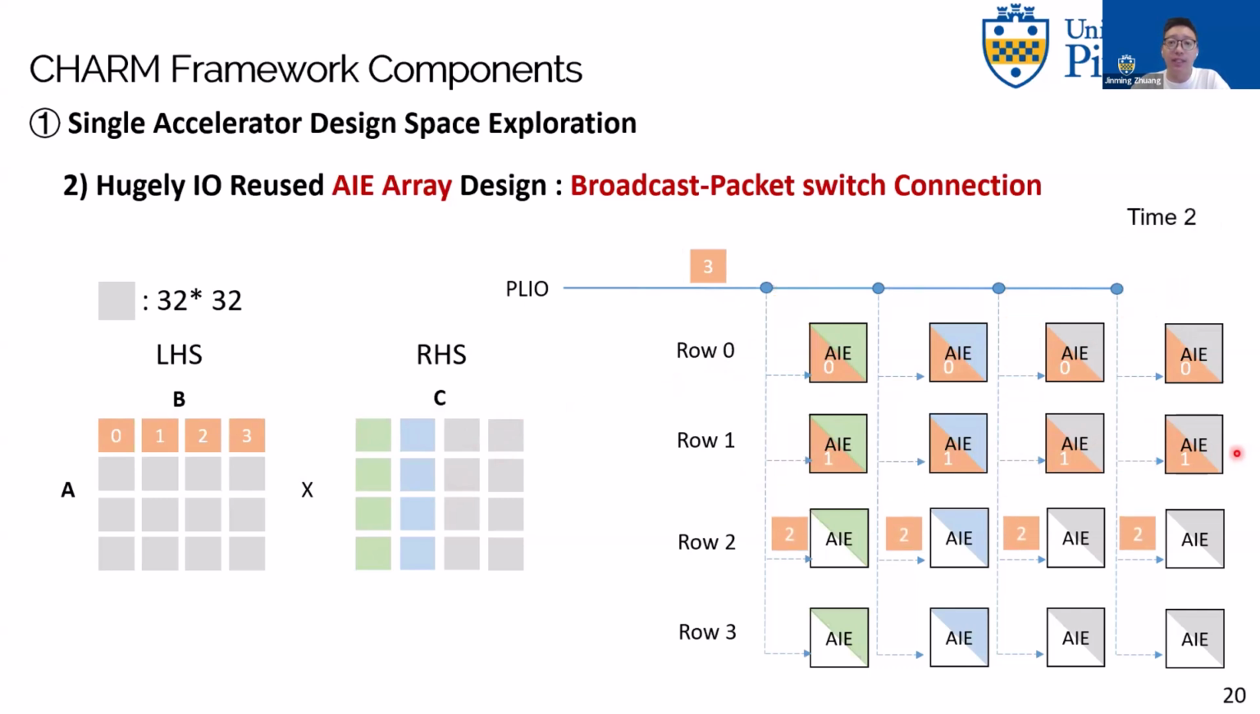And the same thing happens for data 2 and data 3 to row 2 and row 3. So far, we have demonstrated how we use a single PLIO to send data to 16 AI engines by using the combined broadcast and packet switch mechanism.